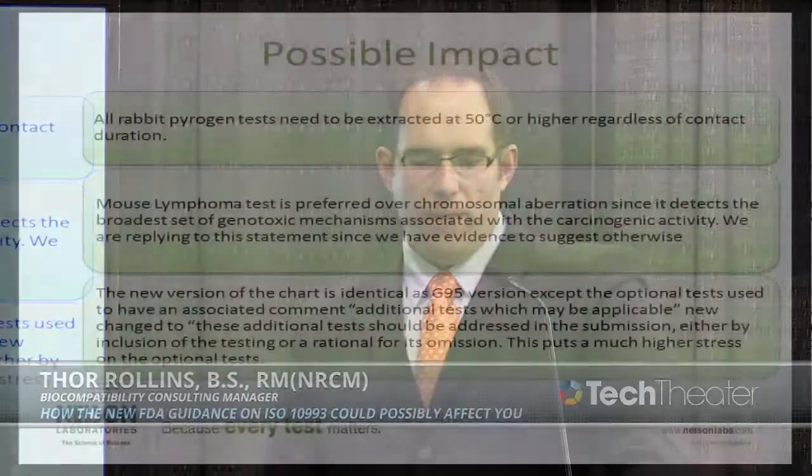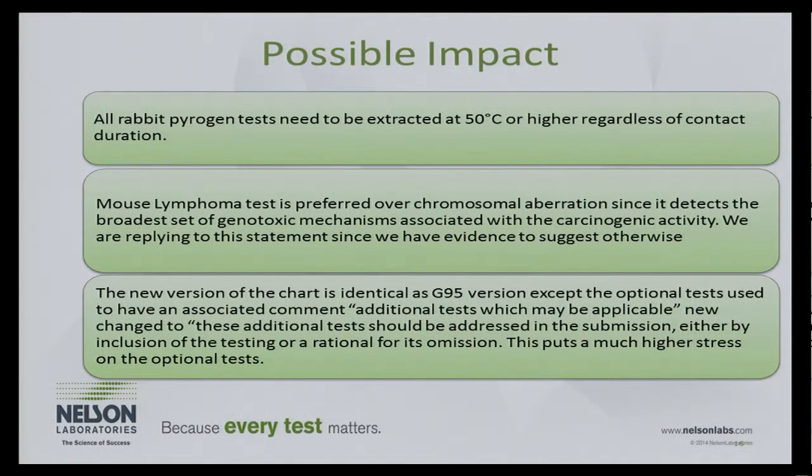So this one, which I found interesting, because it says a rabbit pyrogen test needs to be extracted at 50 degrees C regardless of contact duration. I don't know why they picked out the rabbit pyrogen to say regardless of contact duration, because if you remember before, it said to be run at 50 degrees C if you have prolonged contact with the body. Well, I mean, if you don't have prolonged contact with the body and you want to run a rabbit pyrogen, you have to extract at 50 degrees C. It just seemed weird that they pulled rabbit pyrogen out of everything else. So we asked why the rabbit pyrogen test is pulled out. So we'll hear back from that.